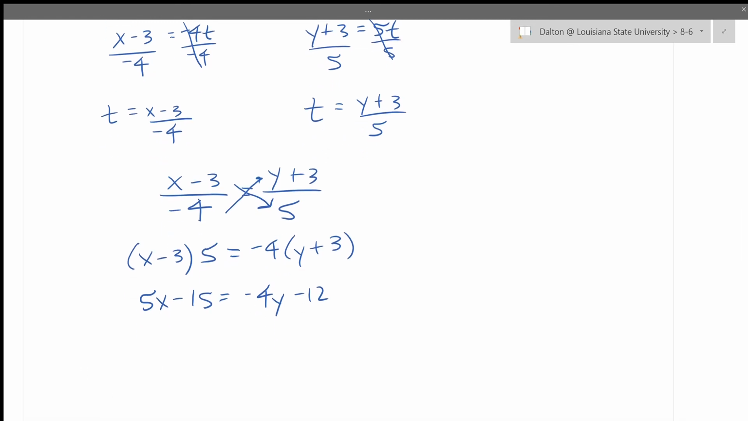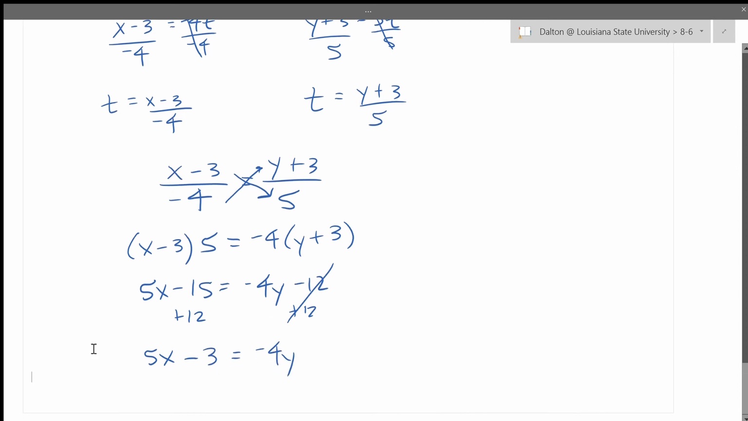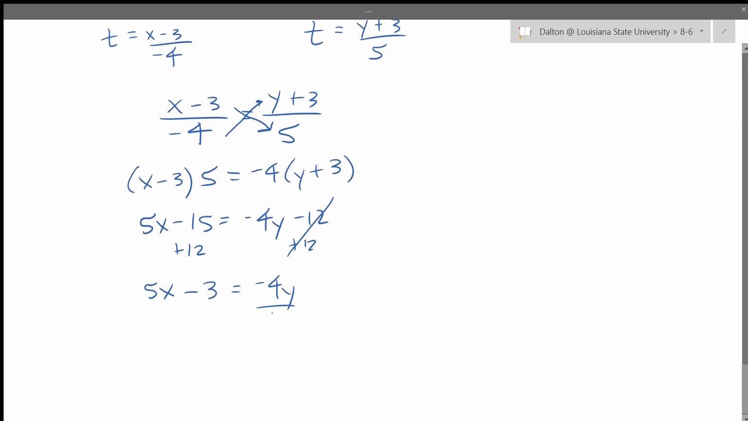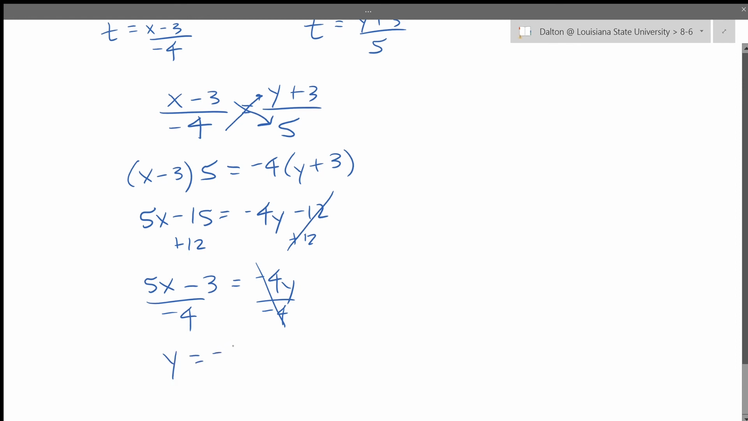And remember, I'm trying to solve for y, so I'm going to go ahead and add 12 to both sides. I'm going to combine that with negative 15, so negative 15 plus 12 is negative 3 equals negative 4y. And then to isolate y, divide everything by negative 4. So then I'm going to get y equals negative 5/4 x, and then negative 3 divided by negative 4 will be plus 3/4. So this one's a little bit more challenging because of those fractions that have the 4.